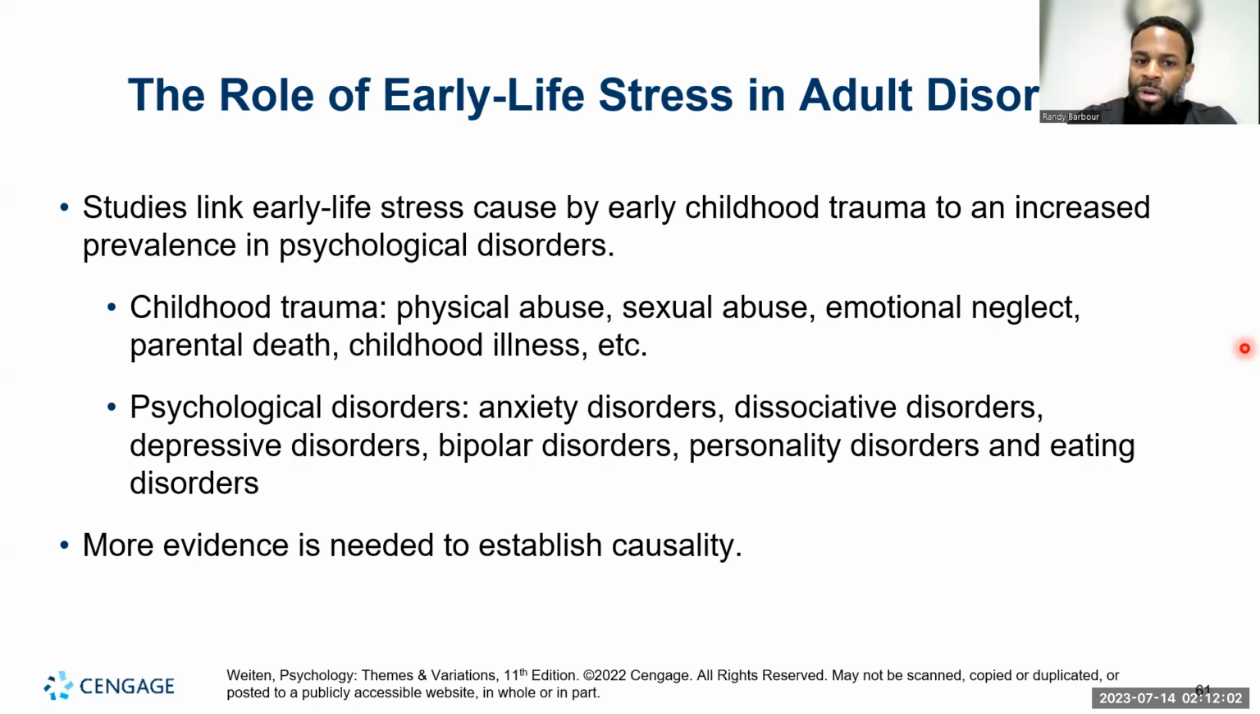When we talk about childhood trauma, that could be anything from physical abuse to parental death or childhood illness. All of those interact with and can disturb the development of the brain and brain function, right? And the cognitive development of a young child. When that happens, there may be an increased prevalence of those psychological disorders we talked about: the anxiety, the dissociative disorders, the bipolar, the personality disorders, and eating disorders.